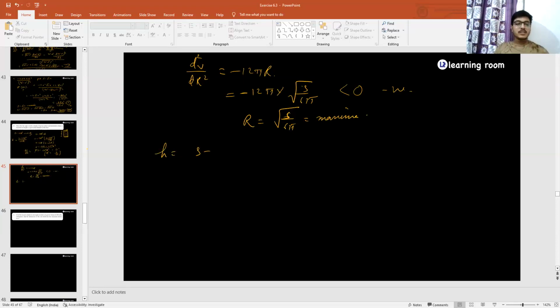So now put h is s minus 2 pi r square upon 2 pi r, and put r equals root over s by 6 pi. Put it. Tell me the value of h.